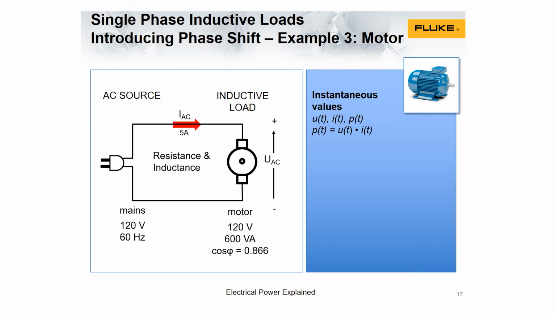Instantaneous values. As before, the instantaneous values are UT, IT, and PT, and the instantaneous power is PT equals UT times IT.